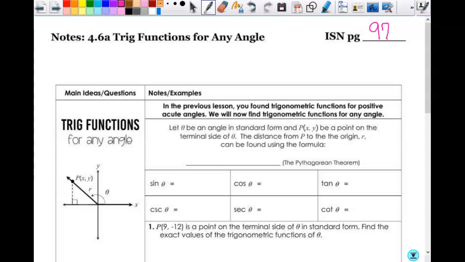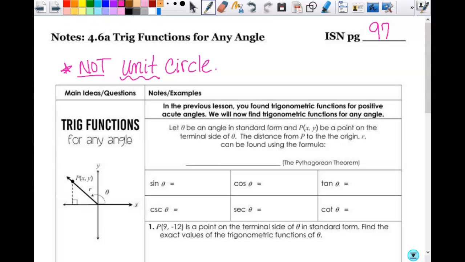But this is not our special angles. This is for any angle, and so it's important that what you connect to this is that this is not the unit circle. So we are still using some of the quadrant stuff, some of the same concepts. And the reason I'm having you put that is because here's where the confusion I find comes in sometimes.